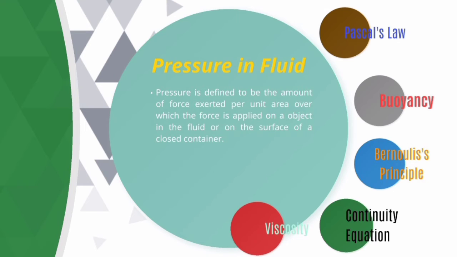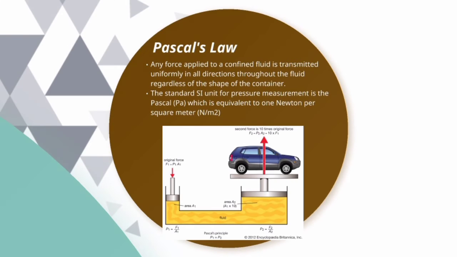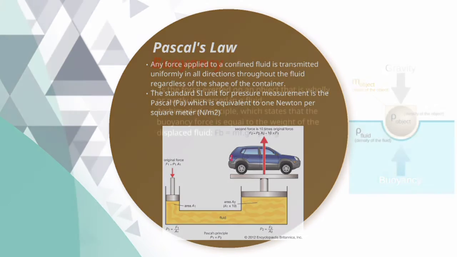Pressure is defined as the amount of force exerted per unit area over which the force is applied, on an object in the fluid or on the surface of a closed container. Next is Pascal's law. Pascal's law states that any force applied to a confined fluid is transmitted uniformly in all directions throughout the fluid regardless of the shape of the container. The standard SI unit for pressure is the Pascal, which is equivalent to 1 Newton per square meter.